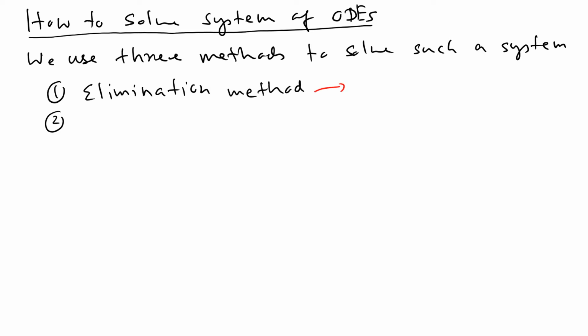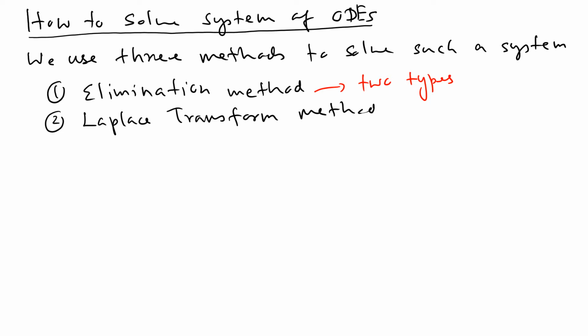Elimination method has two types. And then the Laplace transform method. And then the third one is the eigenvector method. So let's talk about them one by one. So let's start with the elimination method. That's the easiest method.